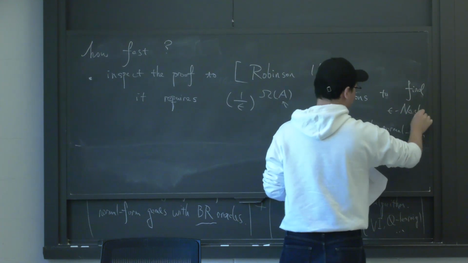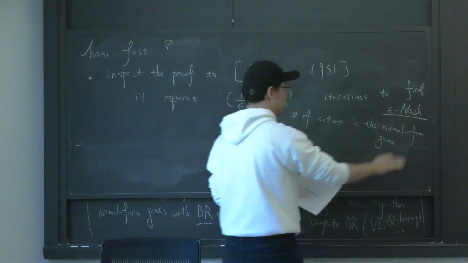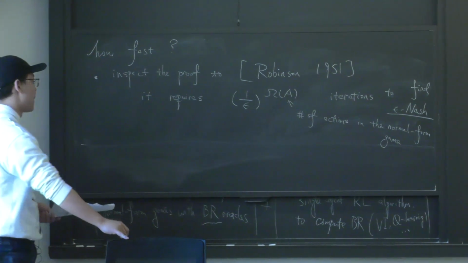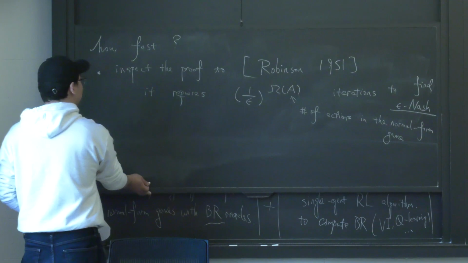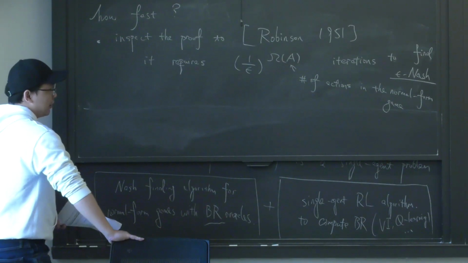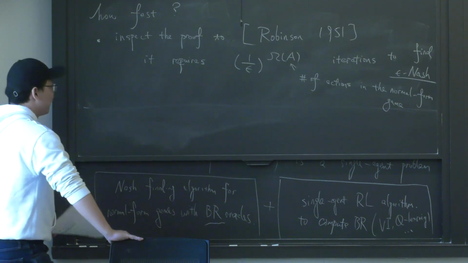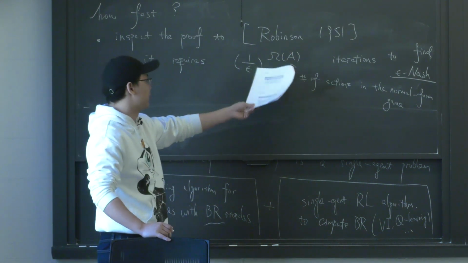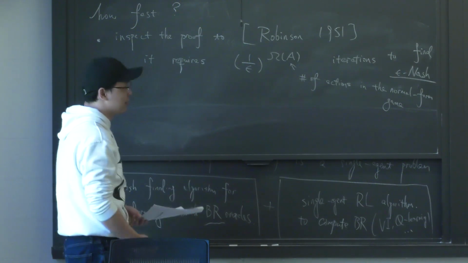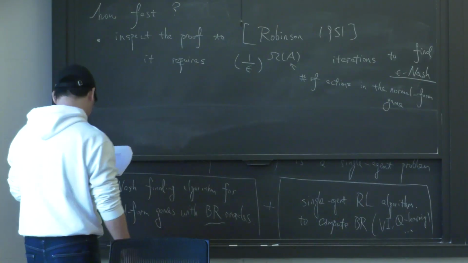Where epsilon Nash, we already talked about in the last class. By epsilon approximation to Nash equilibrium, we measure it by duality gap. So this is saying that if we just use the original proof, this is terrible, because for any reasonable number of actions, for example 20, 30, this will already be huge, and this convergence is super slow.